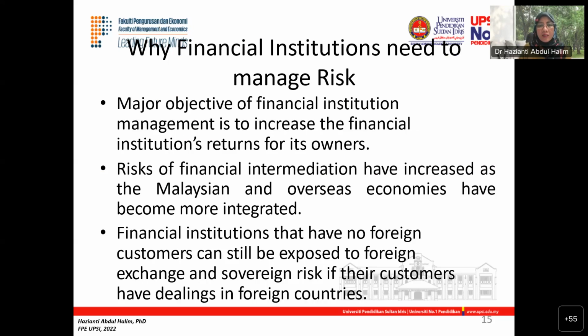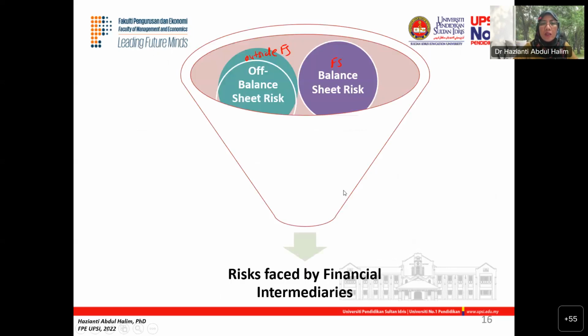In this case, even though they do not have foreign customers, they can still be exposed to foreign exchange. Because when we looked at the foreign exchange market, we saw that banks also provide services to importers and exporters. So they also have risk, maybe not from foreign customers, but their customers are dealing with overseas accounts or overseas business. These are the risks that they have to take.